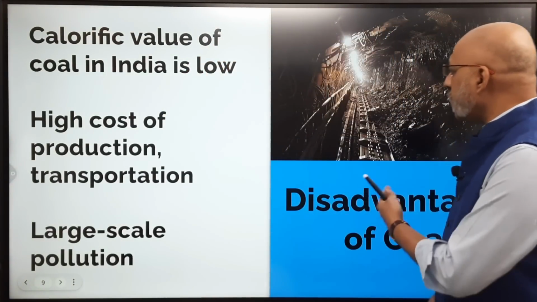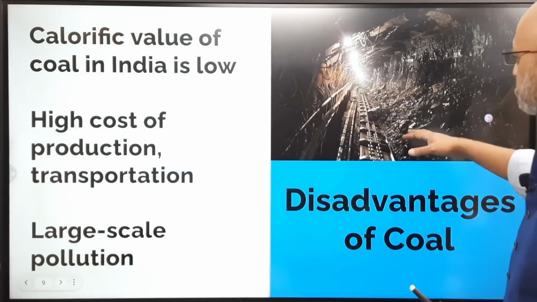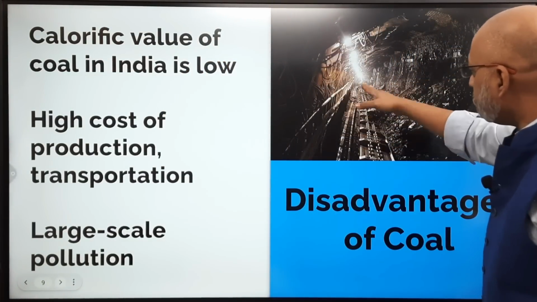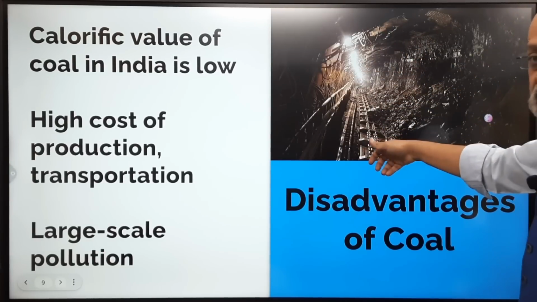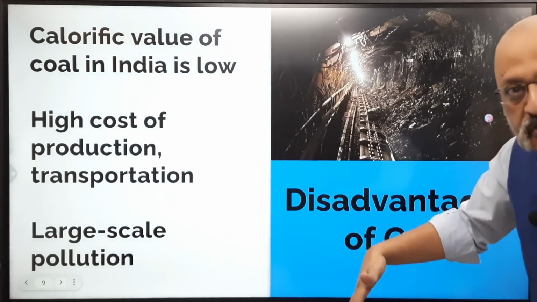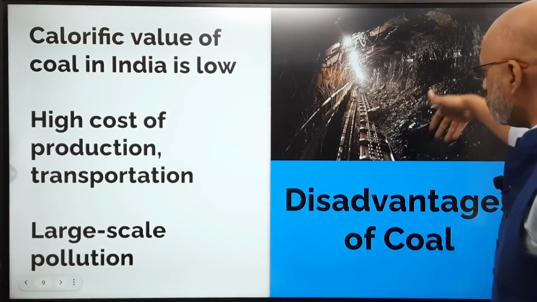Now, what are the disadvantages of coal? Now, look at this typical coal mine. Inside the earth, they have put some kind of tracks in order to excavate it. So this is how the excavation of coal is taking place, several meters under the earth. Okay, so you get a feeling.